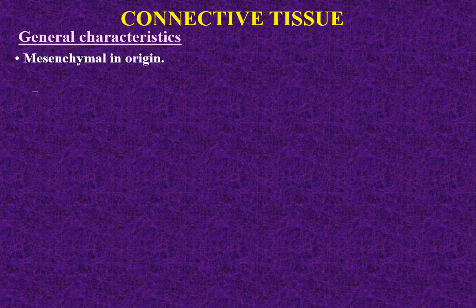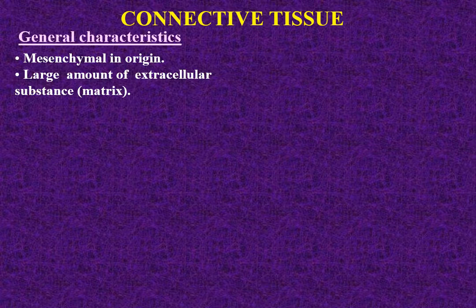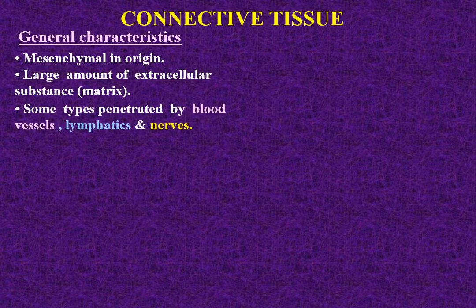Connective tissue is one of the four basic tissues of the body. General characteristics. Connective tissue is mesenchymal in origin. It contains a large amount of extracellular substance or matrix, so its cells are widely separated. Some types of connective tissue are penetrated by blood vessels, lymphatics, and nerves.